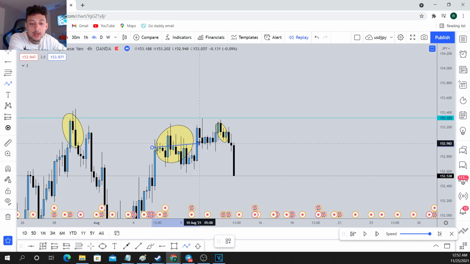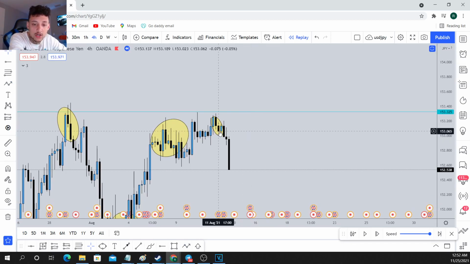Notice how this candle didn't close under the lowest low of this candle. This bullish candlestick here didn't close under the low of this bearish candle. This bearish candle didn't close under the lowest low of this bullish candle, so on and so forth. But this candle did close under the lowest low of this candlestick here, right? And now notice how you have the variation pattern.